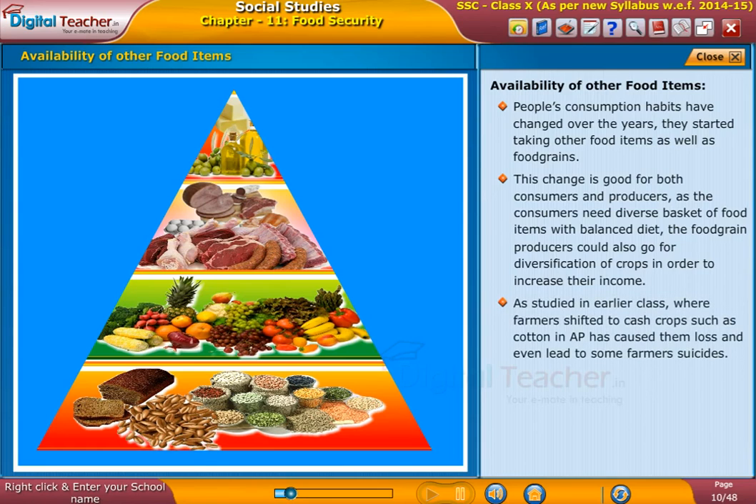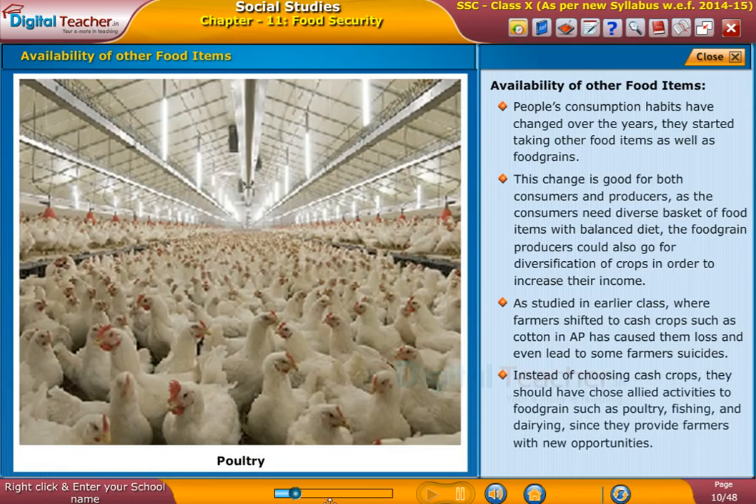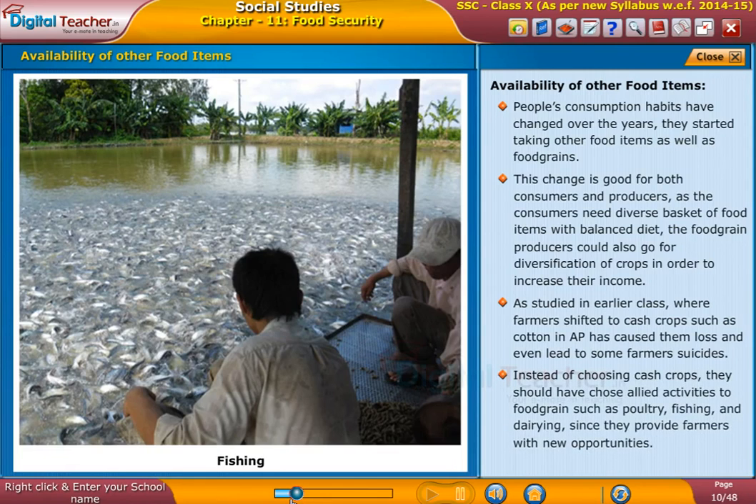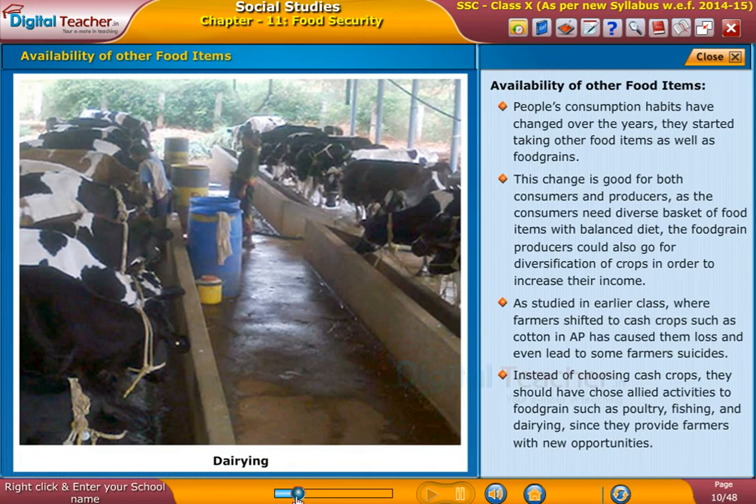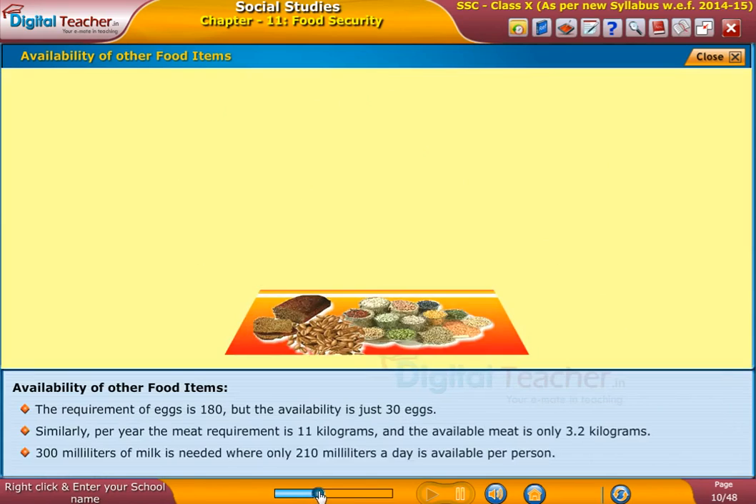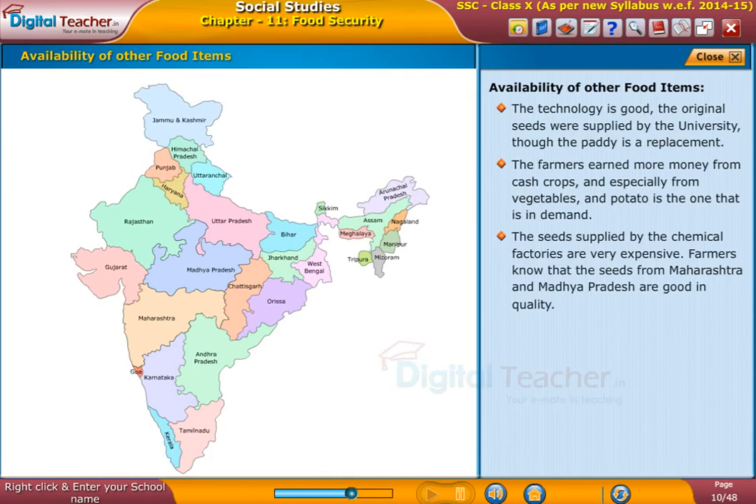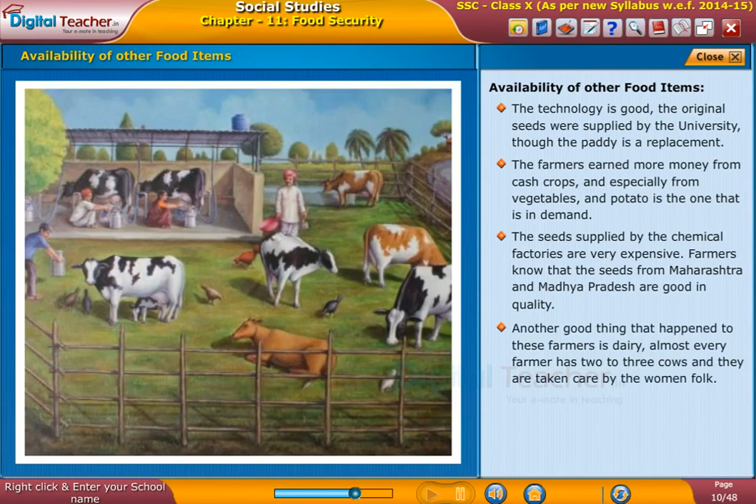As studied in earlier class, where farmers shifted to cash crops such as cotton in AP has caused them loss and even led to some farmers' suicides. Instead of choosing cash crops, they should have chosen allied activities to food grain such as poultry, fish. Farmers know that the seeds from Maharashtra and Madhya Pradesh are good in quality. Another good thing that happened to these farmers is dairy. Almost every farmer has 2 to 3 cows and they are taken care by the women folk.